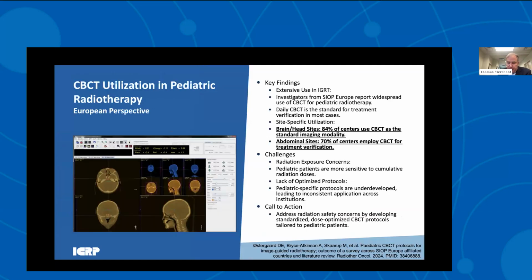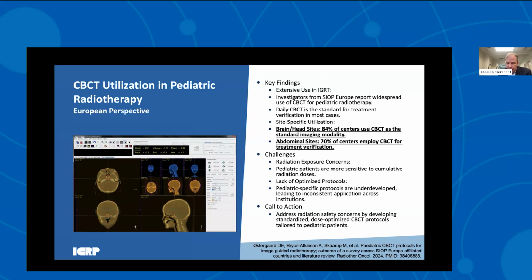The use of image guidance in pediatric radiotherapy has been studied by different pediatric cooperative groups, mainly in North America and Europe. And according to investigators from the SIOP Europe, CBCT is extensively utilized for pediatric patients undergoing radiotherapy, particularly in the context of image-guided radiation therapy. According to their survey, cone beam CT is used daily for treatment verification in most cases, with 84% of centers employing it as a standard imaging modality for brain and head and neck sites, and 70% for abdominal sites.